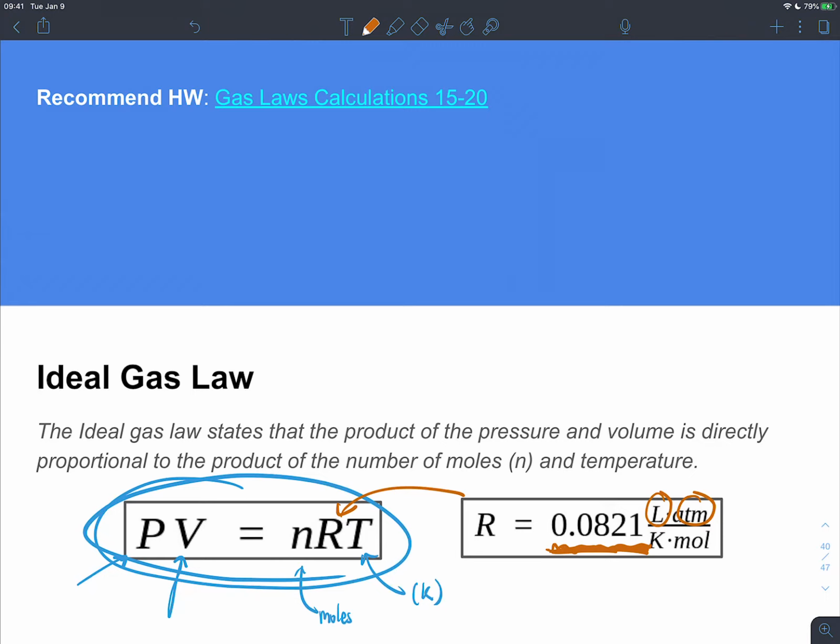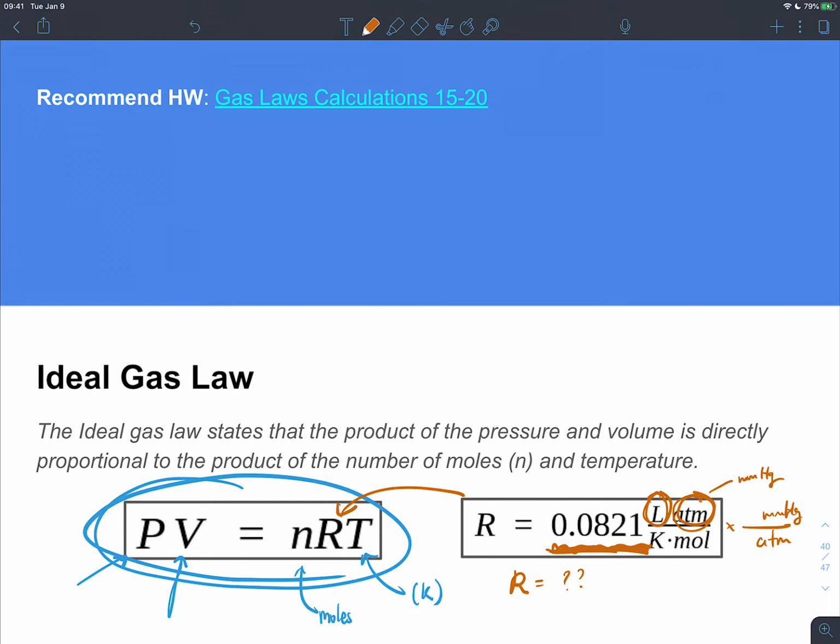So again, if you Google what R is, you might see different values of that. If you use other units here, if you use, I don't know, millimeters of mercury, that would change this number if you just multiply it by that conversion factor, like how many millimeters of mercury are in an atmosphere. But most often, if you stick with the standard units, you will use this R.